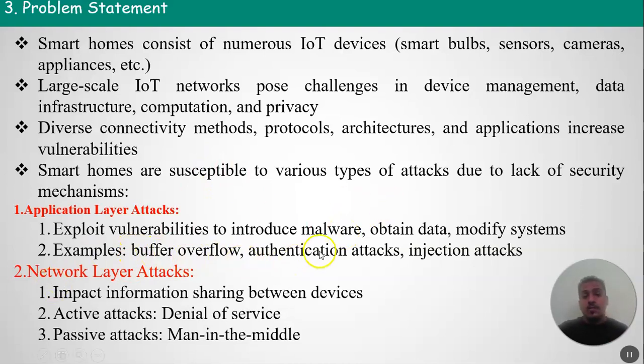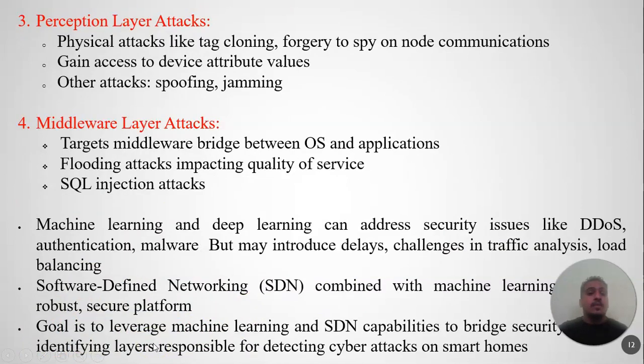Examples are buffer overflow, authentication attack, and injection attack. Network layer attacks impact the information sharing between the devices. Active attack: denial of service. Passive attack: man in the middle attack. Here, perception layer attacks are physical attacks like tag cloning and forgery, to spy on a node's communication, gaining access to device attributes and values. Other attacks: spoofing, jamming.